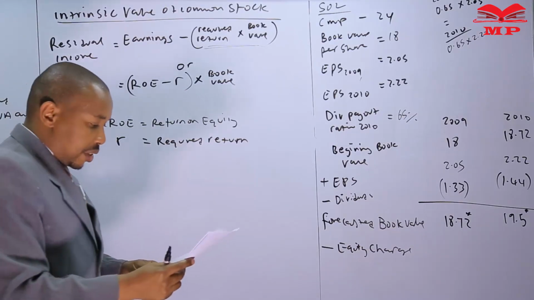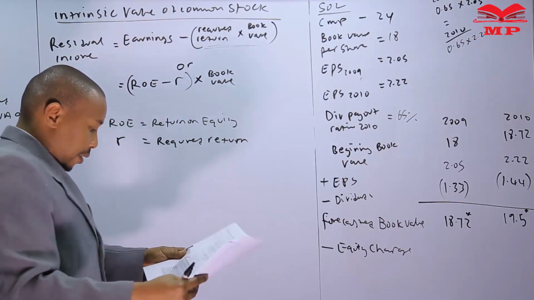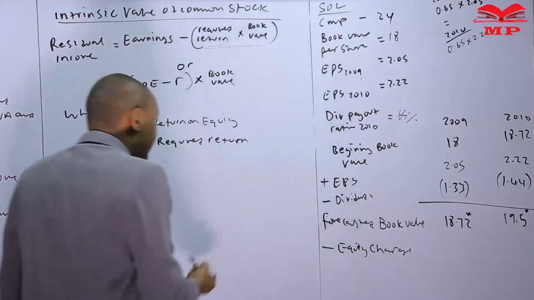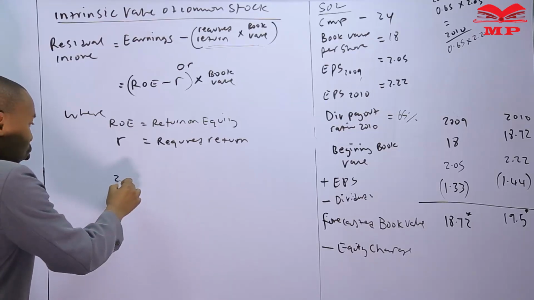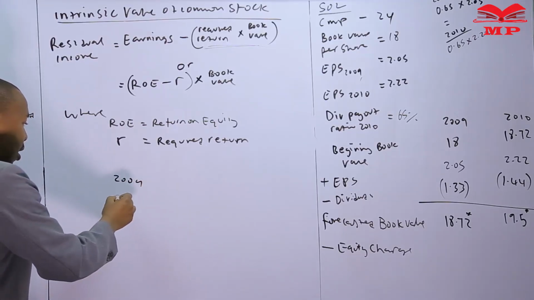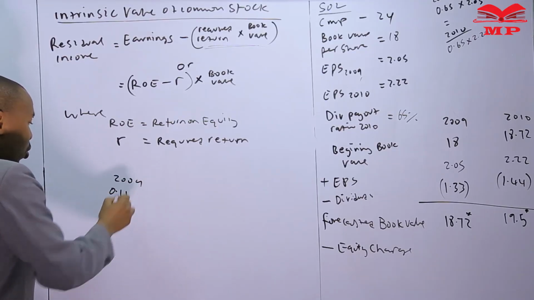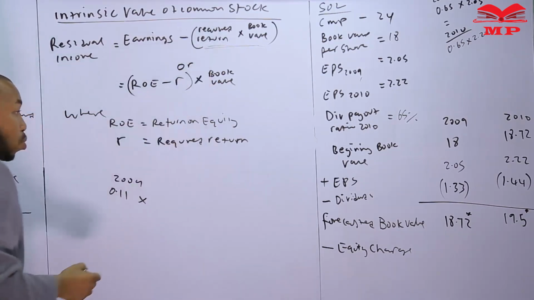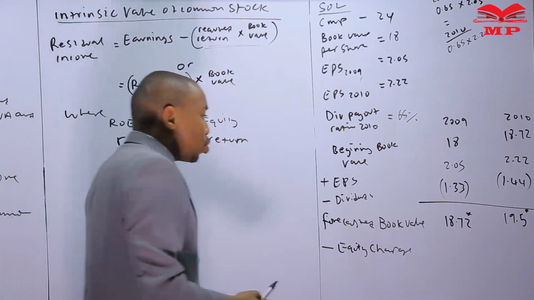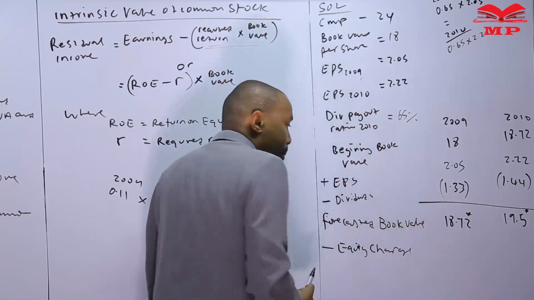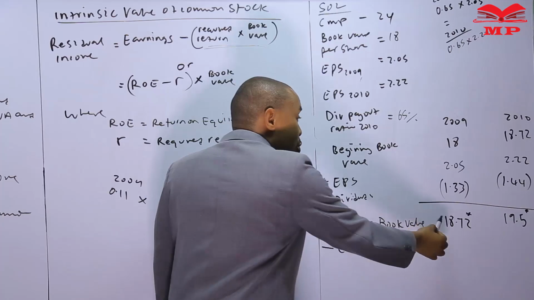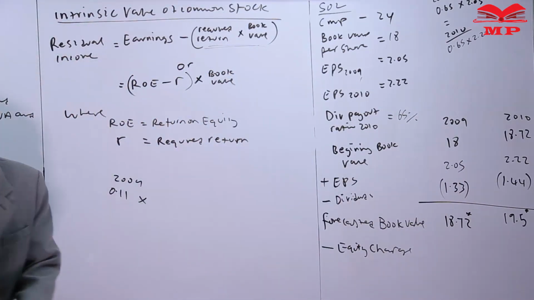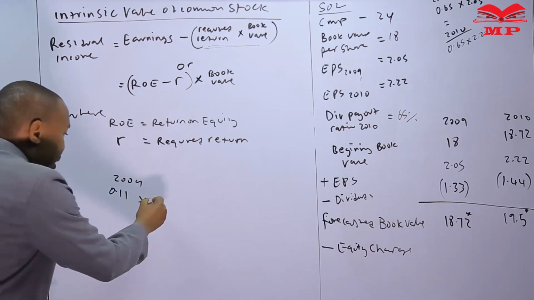The required return has been given to us in the question as 11%. So we come over here and have a side note. For 2009, the equity charge is going to be 0.11, which is the required return, and then we multiply by the book value. Which book value are we going to use? We are not going to use the forecasted book value. We will use the beginning book value, which is 18. So we multiply by 18.